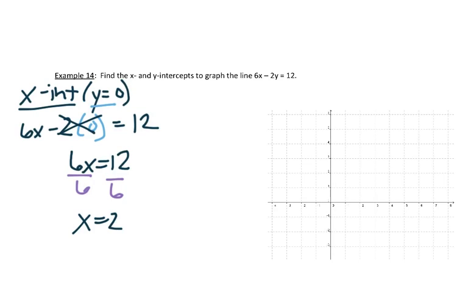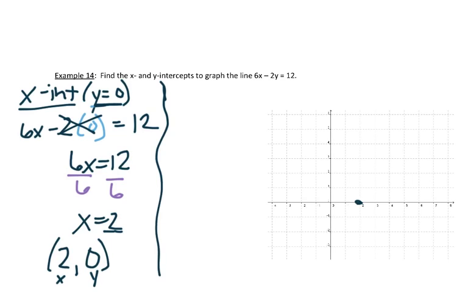Now that's a point. That's the point right here on the x-axis at 2, or we could even write it as a point, 2, 0. This is x that we just found. This is y because we made y be 0 at the very beginning.